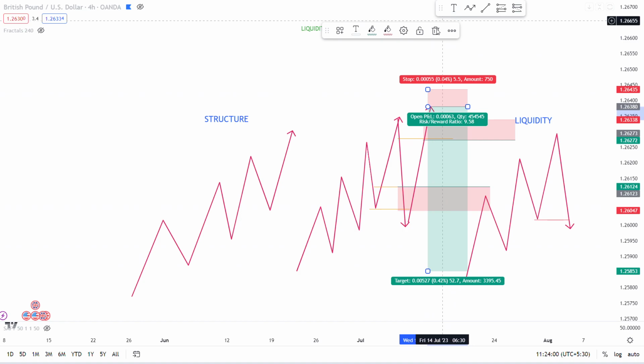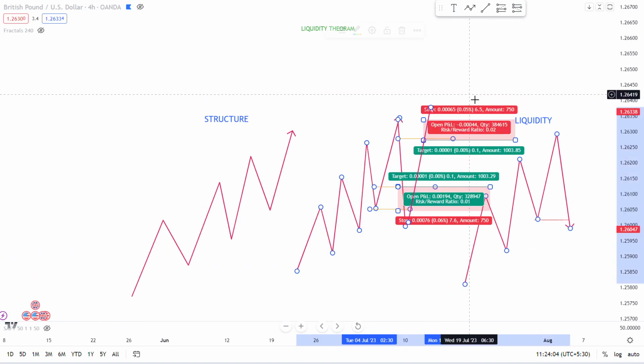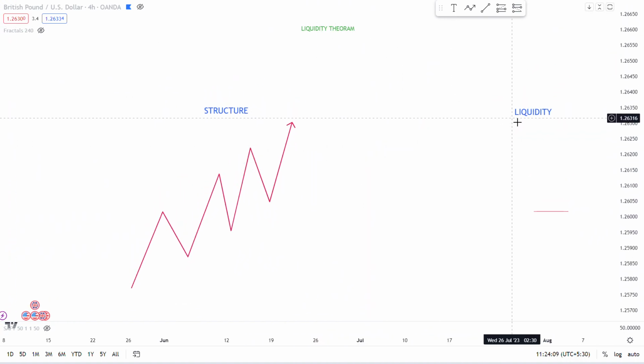This is what I do. This works for my funding challenges and funding accounts. This is the way I trade the markets from the liquidity point standpoint to the liquidity point standpoint.